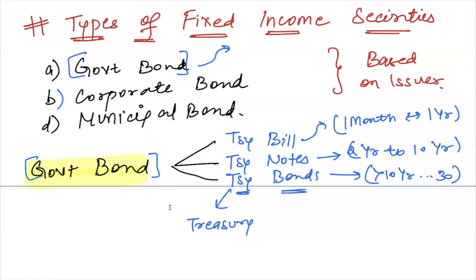So if you want to invest your money for 20 years, then you will have to buy a treasury bond. If you say that you want to invest your money for 6 months, you will buy treasury bills. And similarly, if you want to invest your money for 2 years, then you will buy treasury notes. So is this concept clear to everyone? Just wanted to make sure you understand all of this.